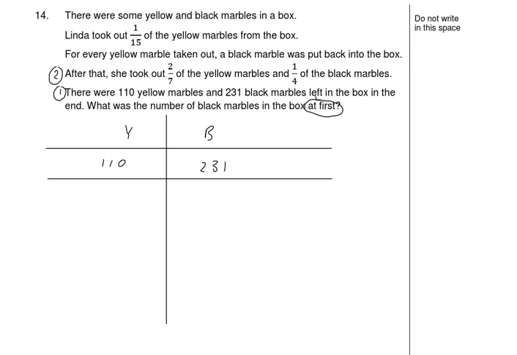After that, she took out 2/7 of the yellow marbles and 1/4 of the black marbles. That means, if you take out 2/7 of the yellow marbles, what fraction is left inside, Leroy? 5/7, right? So I know that this is 5/7. And if I take out 1/4, what fraction of the black marbles are left inside, Jing Kai? 3/4, right?